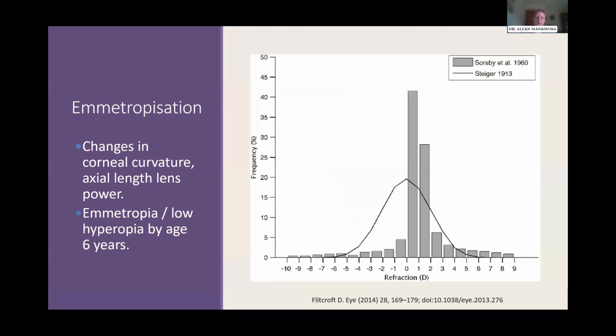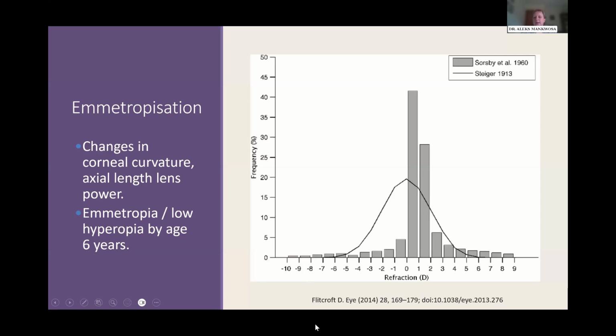Our understanding of emmetropization has been that from birth, the optical components of the eye will change and develop so that by the age of 6, the eye has become more or less emmetropic. We know that this is modulated mainly by the change in axial length of the eye.